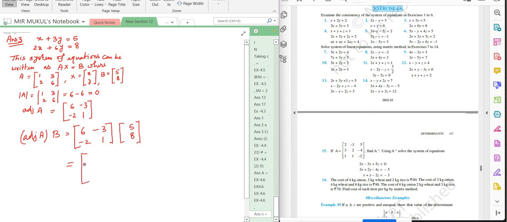First row, first column, then 30 minus 24. Second row, second column, minus 10 plus 8. Then it is 6 and it is minus 2. So clearly it is not equal to the 0 matrix.